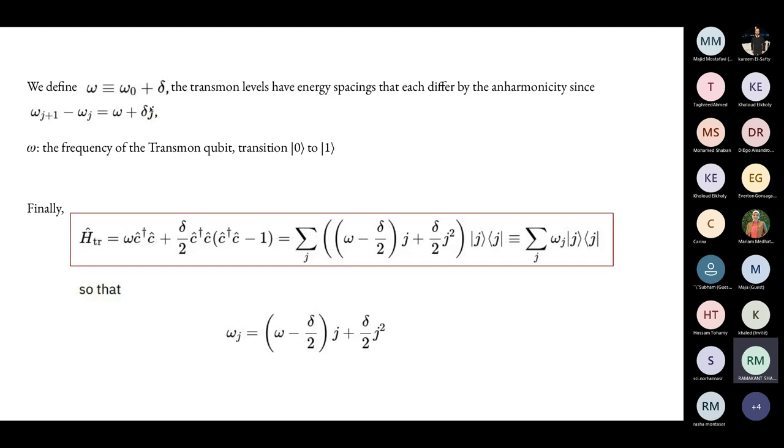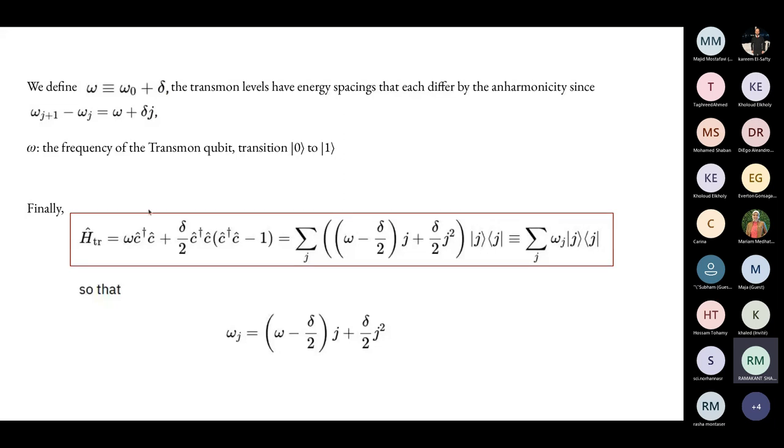it's positive. So the idea is that the frequency to go from zero to one, let's say it's omega zero. So the frequency to go from one to two will be lower than omega zero, the frequency to go from 2 to 3 will be even lower, et cetera. So we want to define omega as the frequency of the transmon qubit, which will define the transition from 0 to 1. Okay? So in the end, what do we have here?